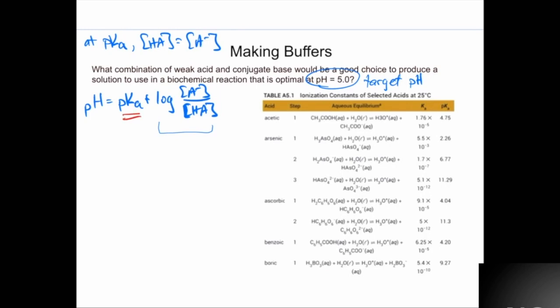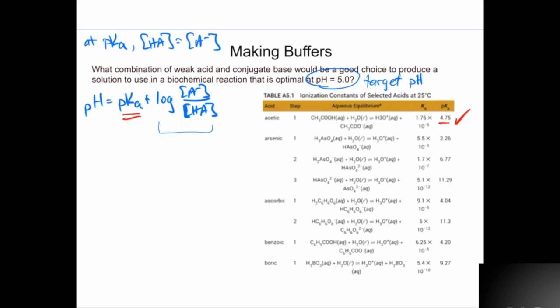So which acid do we want to use? What do you want to use? Acetic acid, right? Because it has a pKa of 4.75. Are there any others on here that we might consider using? Benzoic, maybe? With a pKa of 4.2? Or maybe even ascorbic acid? But acetic acid is the best because it has a pKa of 4.75.